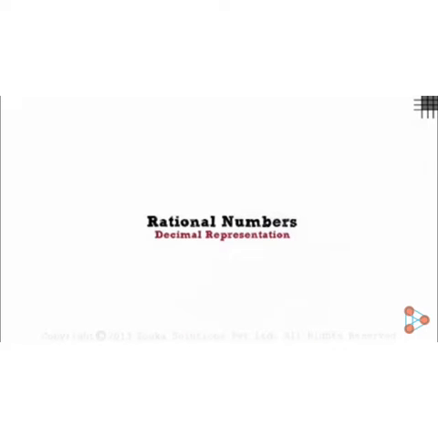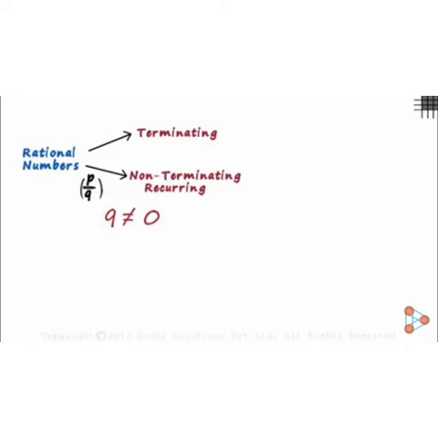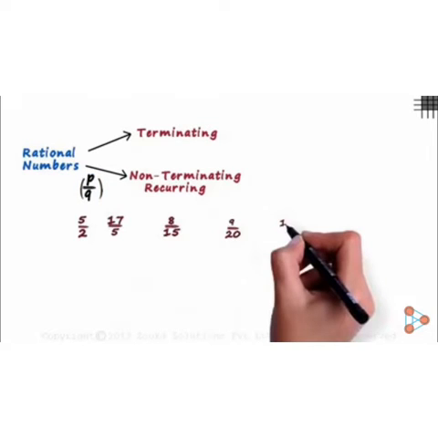Now, today we will study rational numbers, the decimal representation. That is, representation of rational numbers as decimals. You can see rational numbers are of two types, terminating decimals or non-terminating recurring decimals. A rational number can be written in the form of p upon q, where q is not equal to 0. So, the terminating and non-terminating recurring decimal.